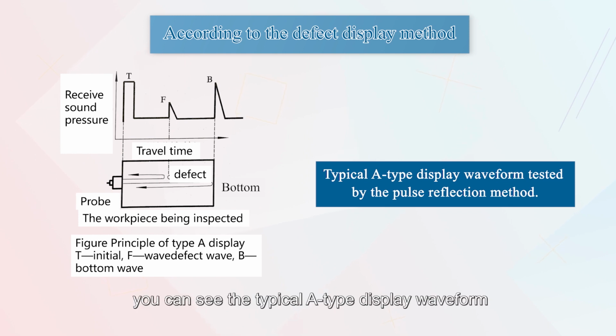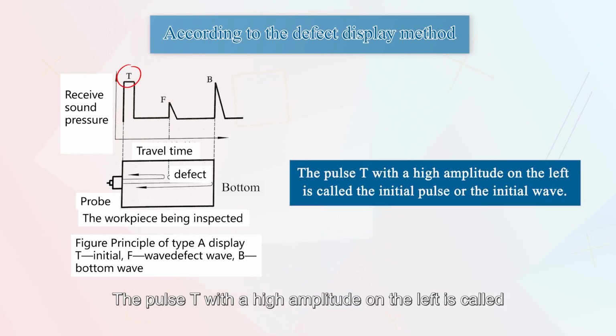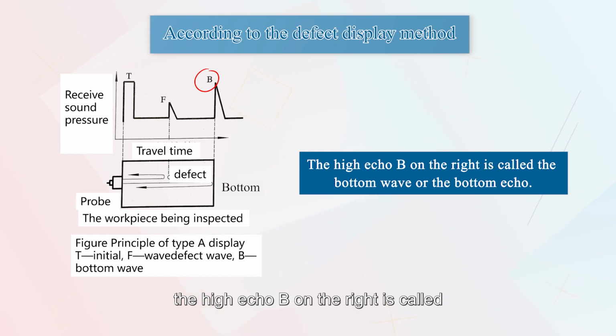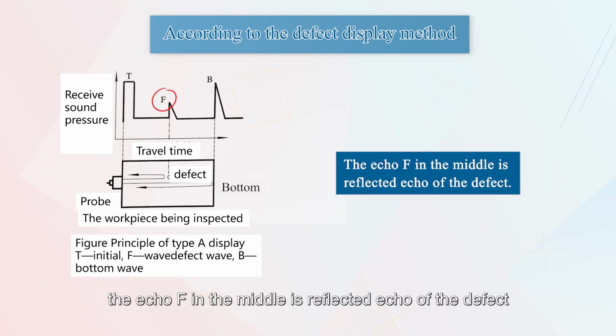From the figure, you can see the typical A-type display waveform tested by the pulse reflection method. The pulse T with a high amplitude on the left is called the initial pulse or the initial wave, the pulse signal displayed at the starting position. The high echo B on the right is called the bottom wave or the bottom echo, which is the reflected wave generated by the ultrasonic wave propagating to the bottom surface of the specimen opposite to the incident surface. The echo F in the middle is the reflected echo of the defect.